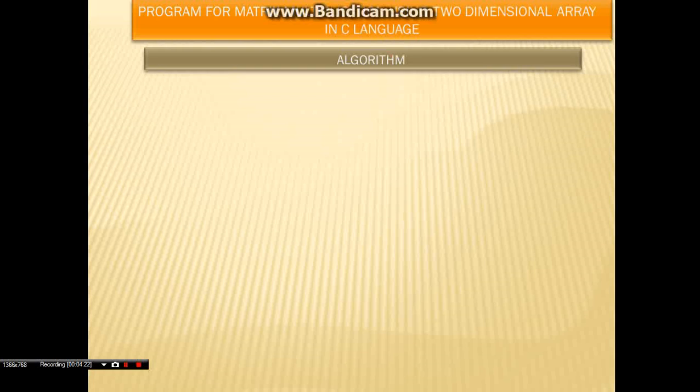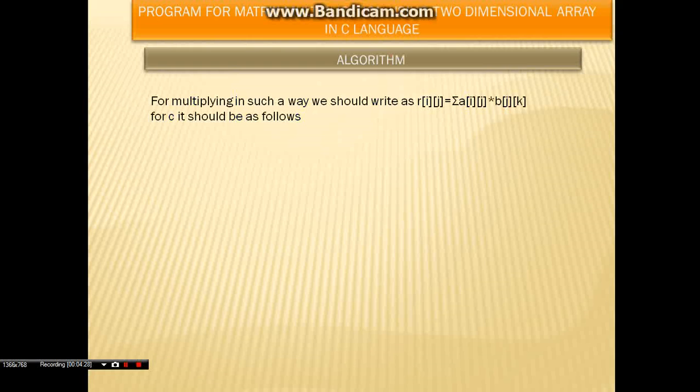Next, we talk about how to write the syntax for multiplication in C. For multiplying in such a way, we should write Rij is equal to the summation of the first matrix times the second matrix. For C, it should be as follows.